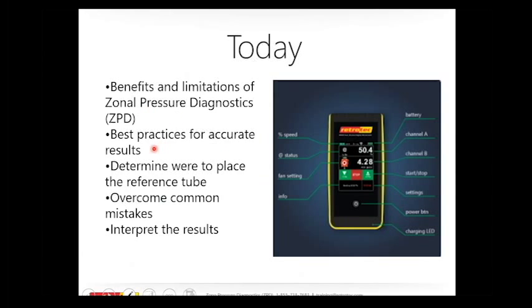Best practices are basically some of the ways that people who have done this many times, and are really good at process improvement, have figured out to do it better. So some process improvements: how to determine where to put the reference tube. We're going to actually be talking a lot about tubing. It's very important, obviously. We're going to talk about overcoming common mistakes, how to avoid those. And then we're going to be talking about how to interpret the result.